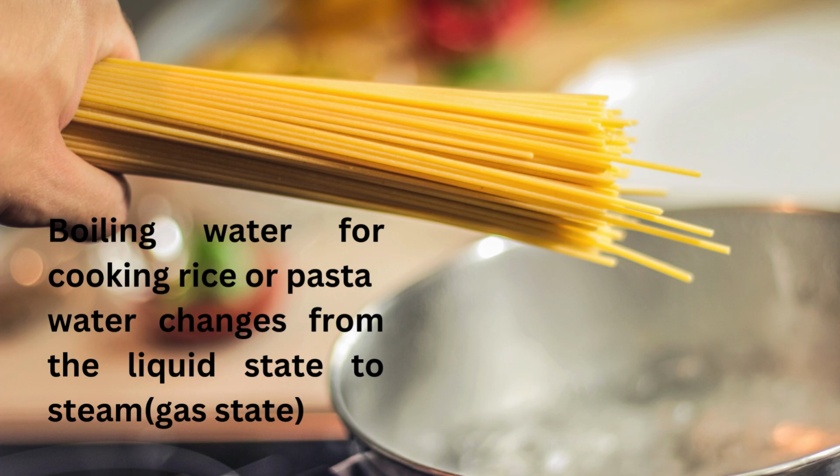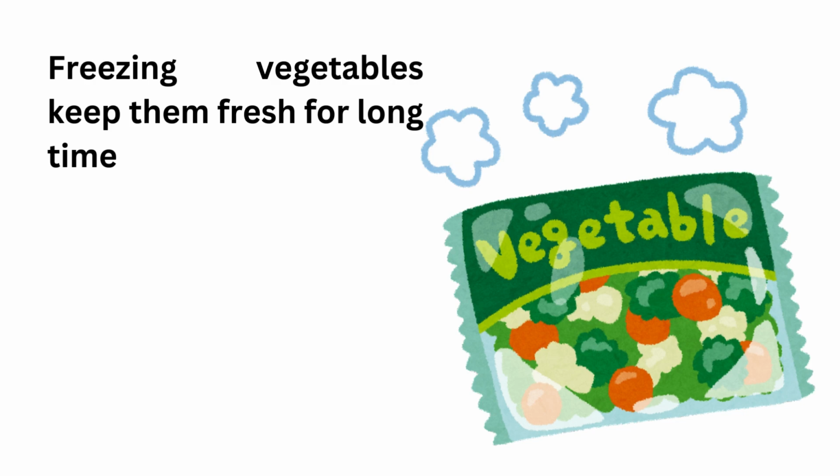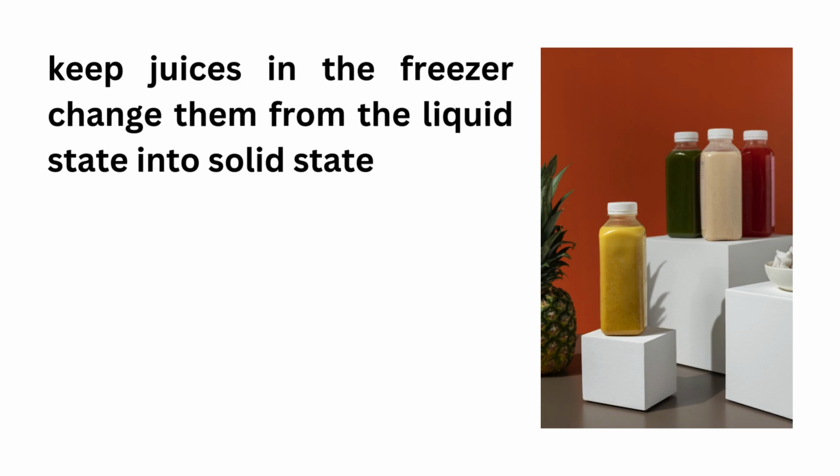As when boiling water for cooking rice or pasta, water changes from the liquid state to steam, which is the gas state. And freezing vegetables keeps them fresh for a long time, okay? And this is the solid state. And keeping juices in the freezer changes them from the liquid state to the solid state.